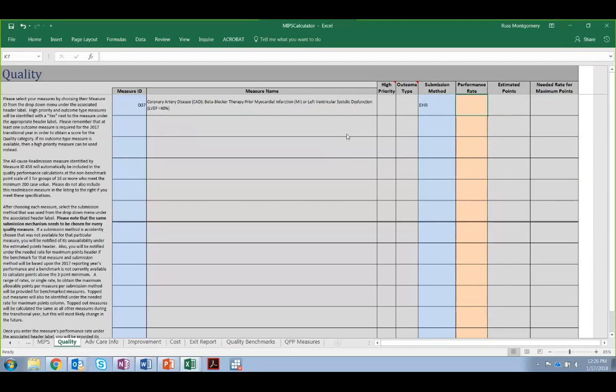And you'll see estimated points. This is based on thresholds that CMS has set for all of the measures. Those thresholds are shown here under Quality Benchmarks, one of these tabs. But it'll do all of this calculation for you once you enter the performance rate. So I'll just continue selecting some of these measures so we can see the results.